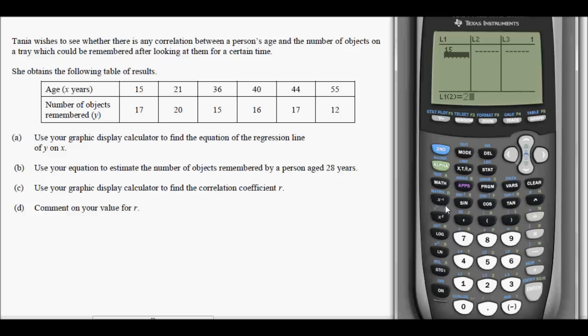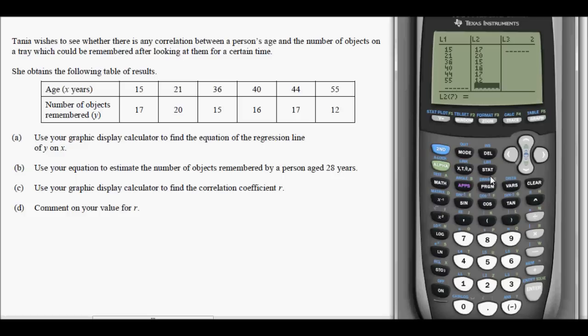Just be careful when you enter these in: 15, 21, 36, 40, 44, 55, and then 17, 20, 15, 16, 17, and 12. Okay, I like to check them over too, because it's easy to make a mistake, and if you do that, then it's going to totally mess up your data.